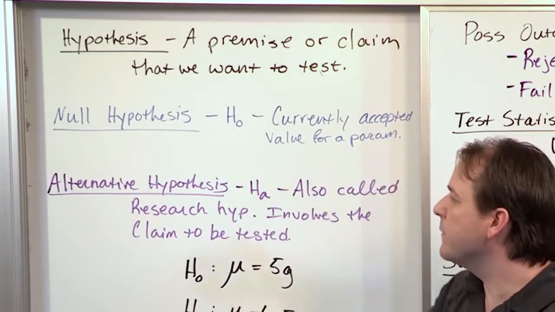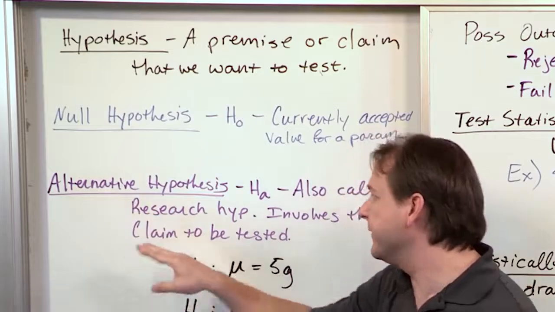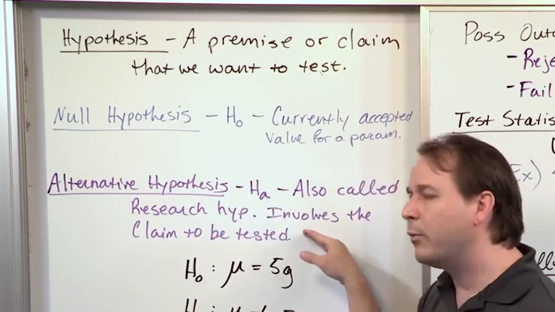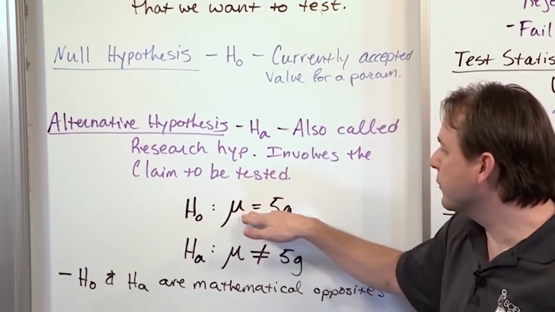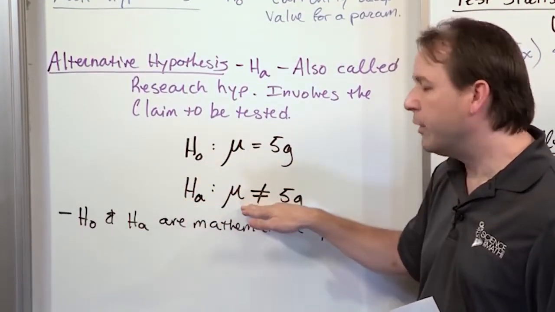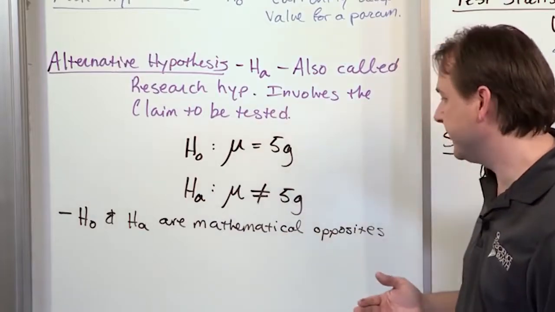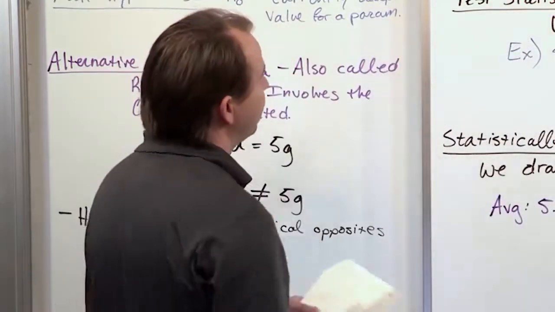Along comes somebody else with new information and proposes an alternative hypothesis that they believe is true, but this is what we need to investigate or test. H naught is what we currently think is true. H alpha is what we're proposing to be true, and this is what we're essentially testing. And these are mathematical opposites of one another.